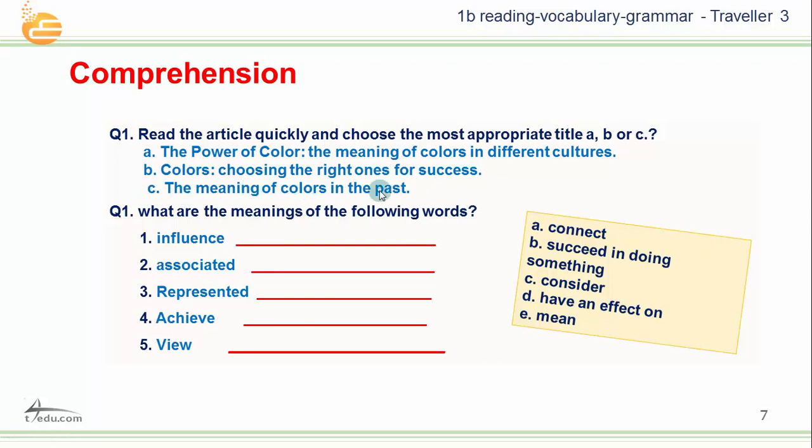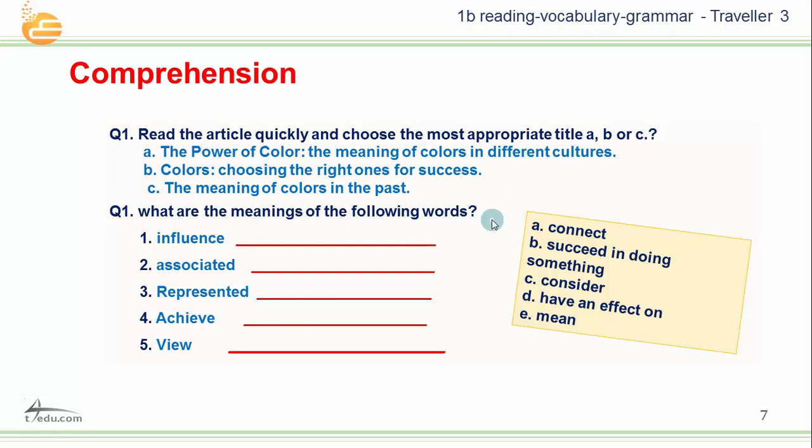You agree with me that A is the best title for this reading, because we did not only talk about colors, about the right ones for success and the right ones which are not for success. We talked about different things. And C also is not recommended because it's not only about the meaning of the colors in the past. It's about cultures from the past and to the present. So therefore, A is the best answer. The power of color and how it affects our moods and how it has different meanings in different places, in different cultures, in different societies.